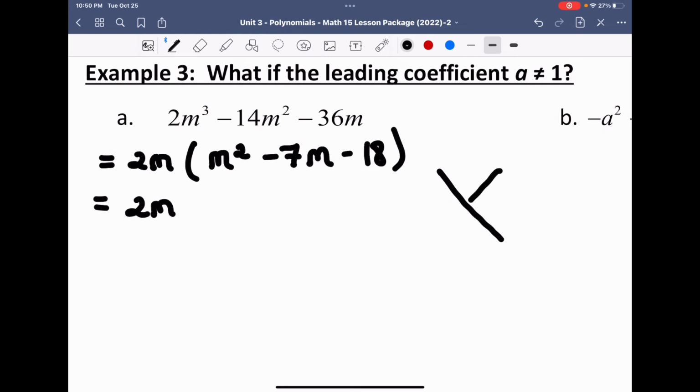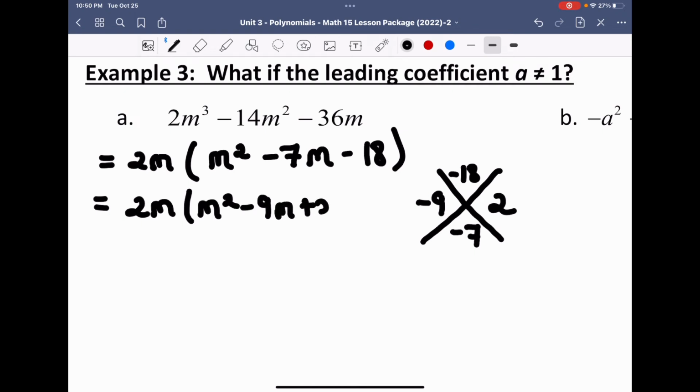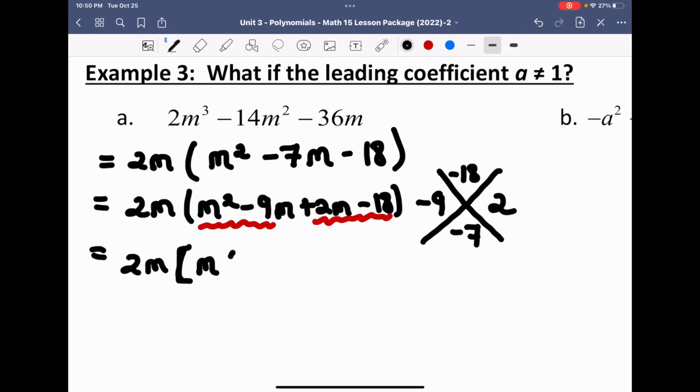So I'm going to say, what multiplies to make negative 18 and adds to make negative 7? Well, we could put together negative 9 and a positive 2. So if I rewrite this, replacing my middle term, this is negative 9m plus 2m minus 18. Now, factor by grouping, I take my first two, my last two, and this is equal to 2m. I can remove out a common m from my first pairing, which leaves me with m minus 9. In my second one, I can remove out a common 2, which leaves me with plus 2 times m, negative 18 divided by 2 is negative 9.